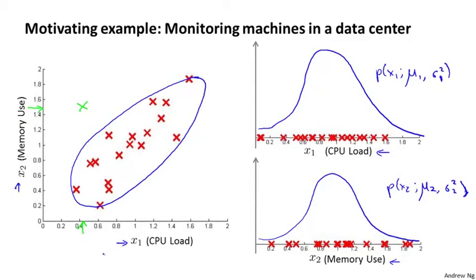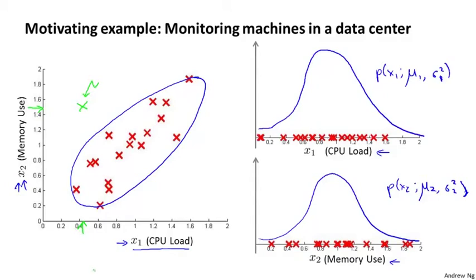So in the data of my good examples, it looks like the CPU load and the memory use sort of grow linearly with each other. So if I have a machine using lots of CPU, memory use will also be very high. Whereas this green example, it looks like here the CPU load is very low, but the memory use is very high, and I just have not seen that before in my training set. It looks like that should be an anomaly.